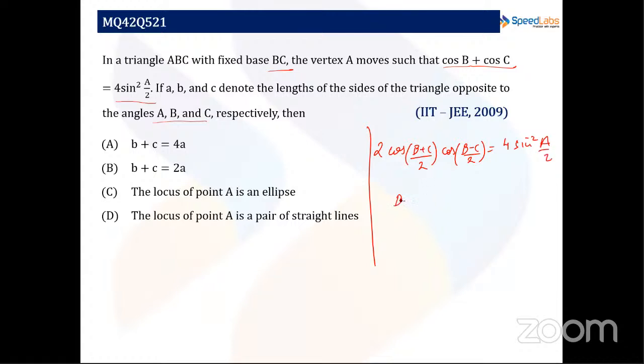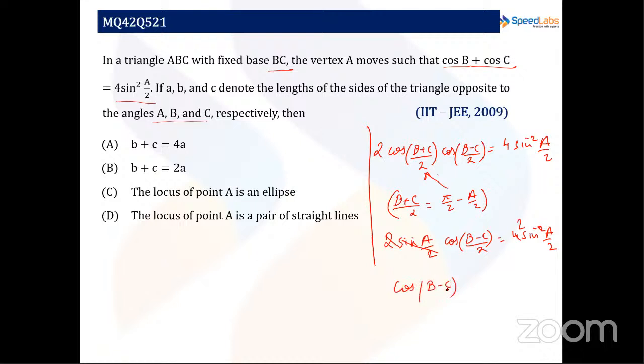Now we can see (B plus C) by 2 is equal to pi by 2 minus A by 2, since A, B, C are the angles of the triangle. So the sum A plus B plus C will be pi. So A by 2 plus B by 2 plus C by 2 will be pi by 2. So from this we will be getting 2 sine A by 2. Why? Because cos (pi by 2 minus theta) is sine theta, into cos (B minus C) by 2 equals 4 sine square A by 2. So sine A by 2 and sine A by 2 will be cancelled, 2 will be cancelled to 2. We'll be getting cos (B minus C) by 2 equals 2 sine A by 2.